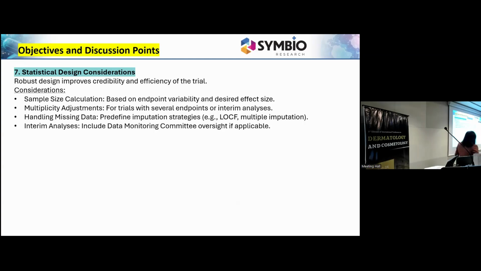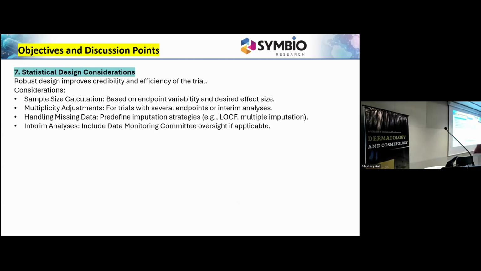So, sample size calculation. Say I just want to understand what the average age of this room is, or of this entire conference. I will take a sample of a couple of people, take the average age, and determine the average age. So, based on the endpoint, the variability and the desired effect, calculating the sample size properly is very, very important. I'm going to elaborate on the components of sample size calculation in the other slides.